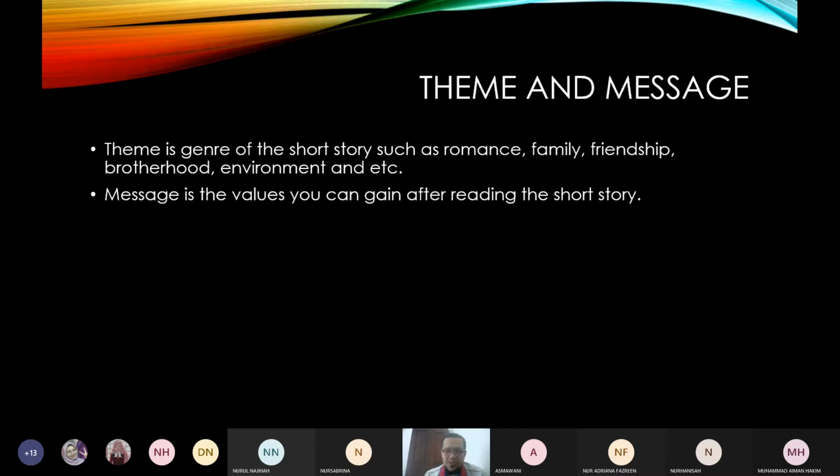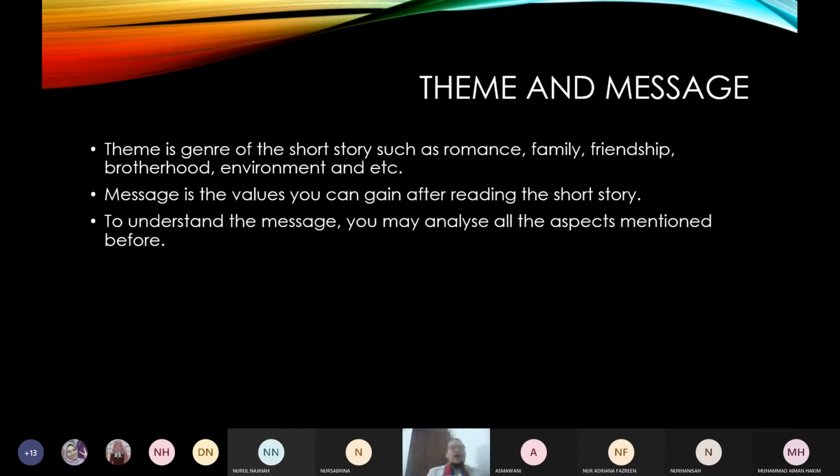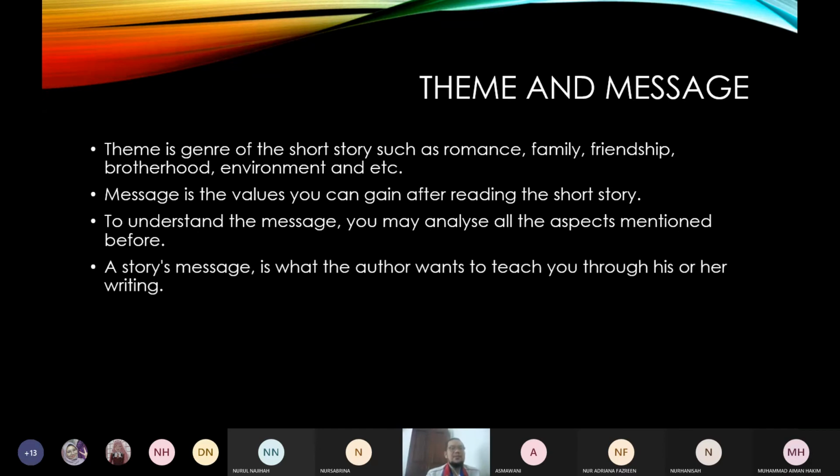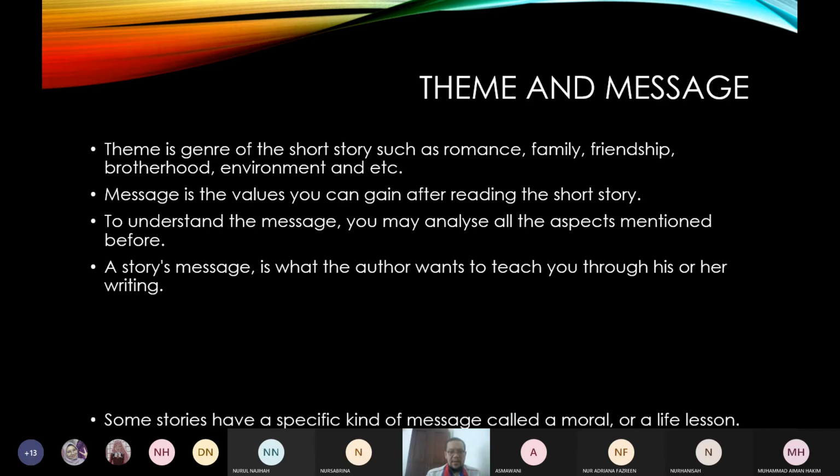Message is the values or the moral value you can gain after you read the short story. There are many ways: from the setting you can get it, from the character, from the conflict, from the plot itself, you can actually come up with something. What is the moral value that you can gain? Alright, to understand the message, you may analyze all the aspects mentioned before, like I said before. Okay, a story's message is what the author wants to teach you through his or her writing.